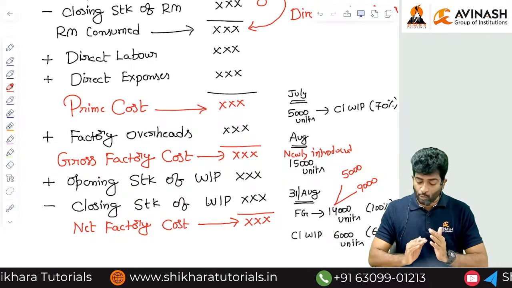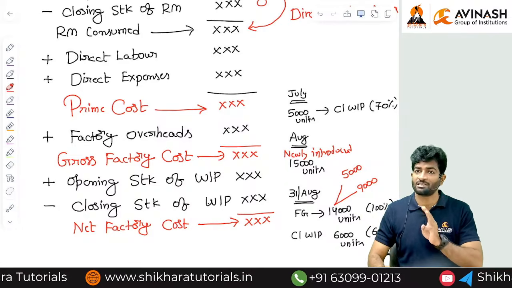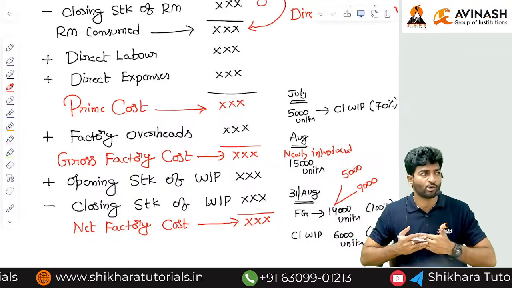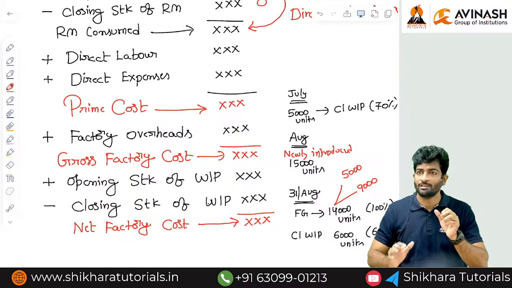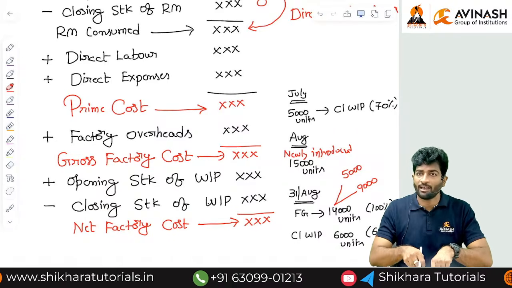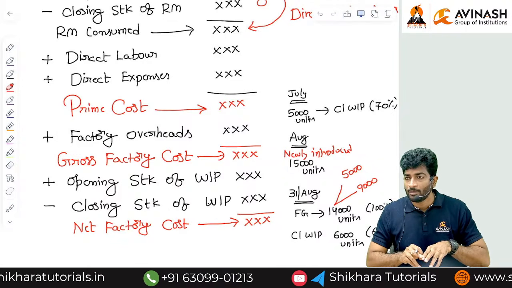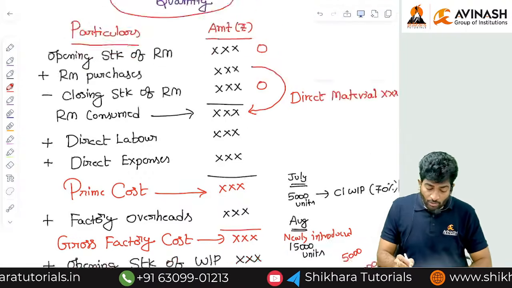This 5,000 units balance percentage of completion is 30%, right? Already 70% complete in the previous period. Now it came to August month with balance 30%. So the 30% cost is being incurred in August month. Is it clear?